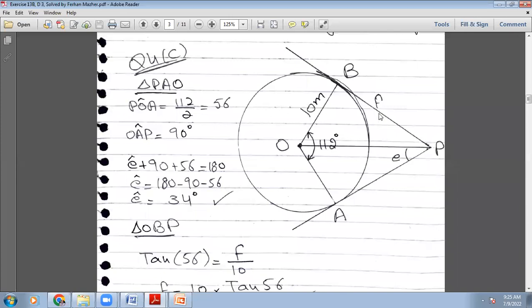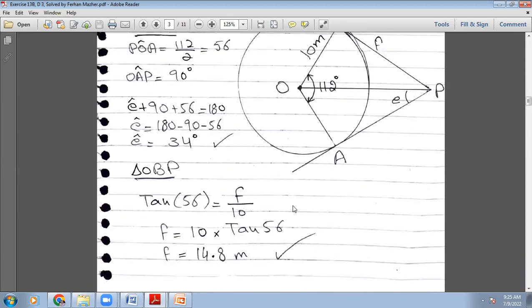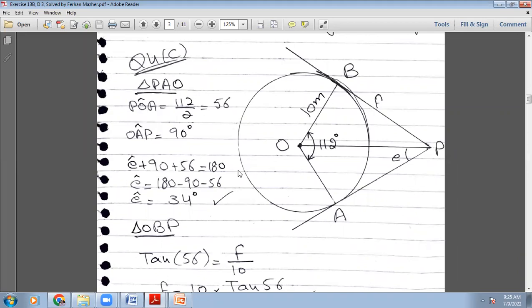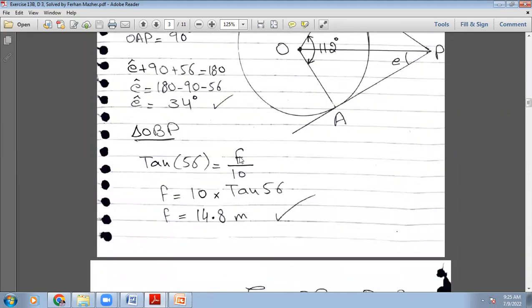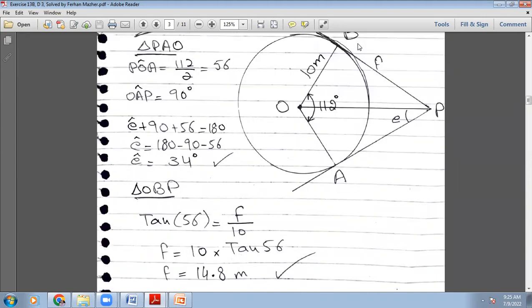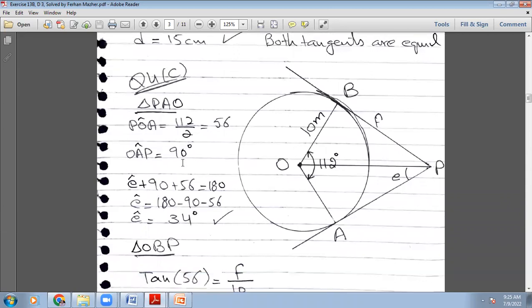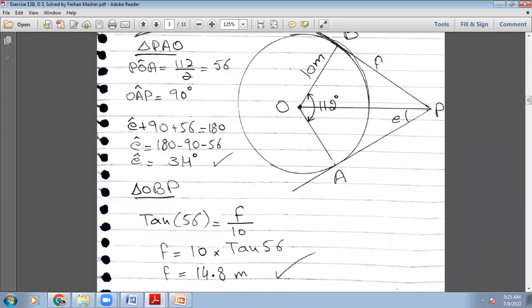Then consider this triangle. I want to find out the F. This angle is 90. This angle is 56. This is the base. This is the perpendicular. So I will use tan. Tan 56 equals perpendicular by base. So this tan will go to this side, multiply. So F will be equal to 10 multiplied by tan 56, and that will be 14.8. So the length of BP is 14.8. So this is how you will do this question.